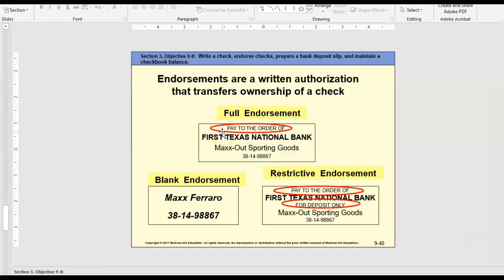They want you to be aware of the different types of endorsements that are out there. You can say "pay to the order of" on the back of a check and write out who it's paid to. You can write nothing on the back of the check, or you can make a restrictive endorsement saying that it's for deposit only and not for taking cash out. This is how you would transfer a check to someone else.